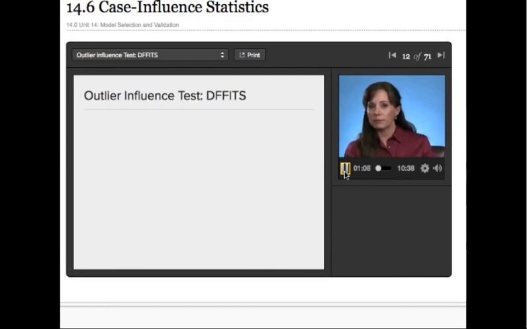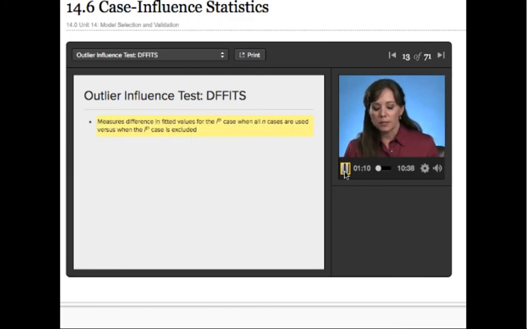So let's look at DFFITS first. It measures the difference in fitted values, thus DFFITS, for the ith case when all n cases are used versus when the ith case is excluded from the model. So the formula for it, how we write that in formula terms, is that DFFITS for the ith value is just the predicted value under the model where all n cases are included, minus the predicted value when the ith case is excluded.